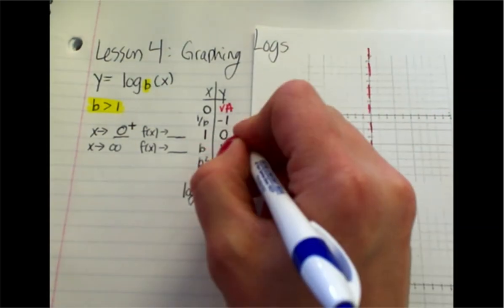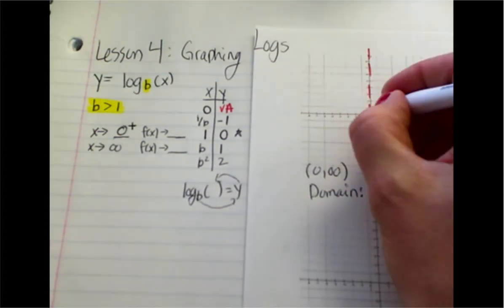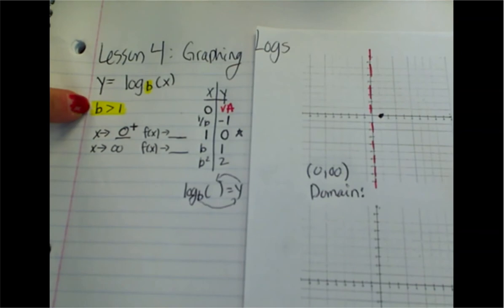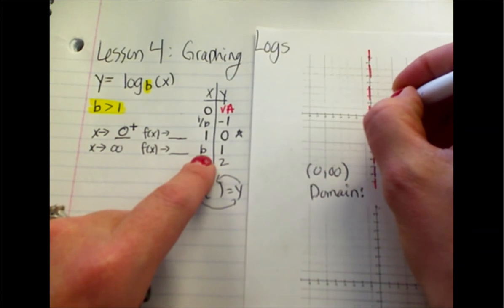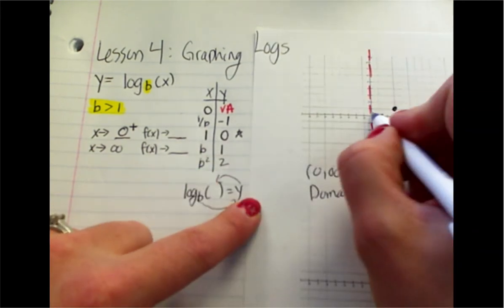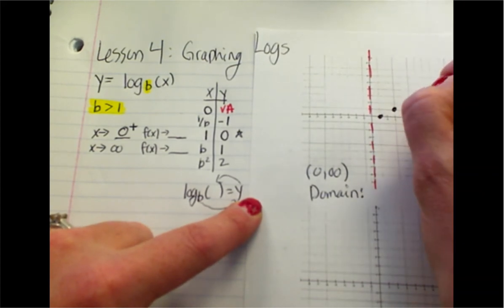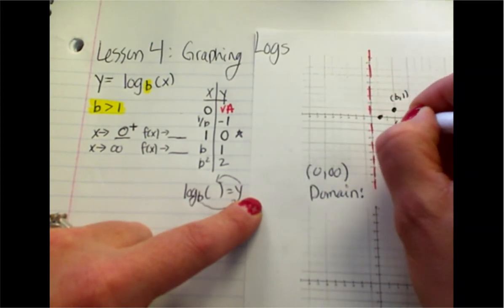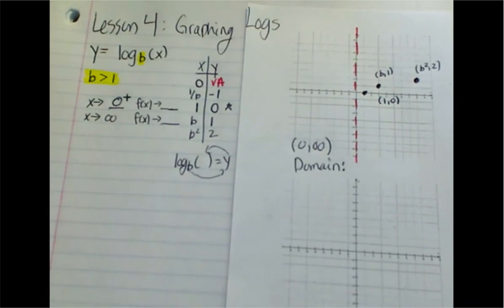This is the easiest point because they're both numbers: 1, 0. The rest of them have to do with the b, or the base number. Well, our base is more than 1, so let's make this point to the right. B squared, 2, it's just over here somewhere. Okay, so this one is b squared, 2. This is b, 1. This is 1, 0. I don't know what b is. I just know that it's bigger than 1.